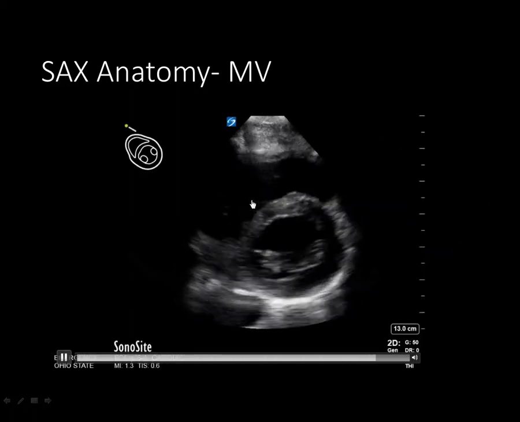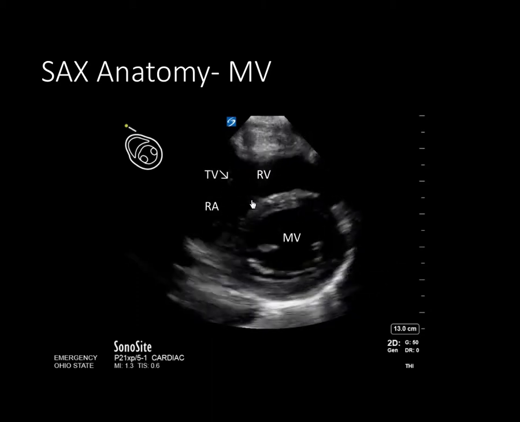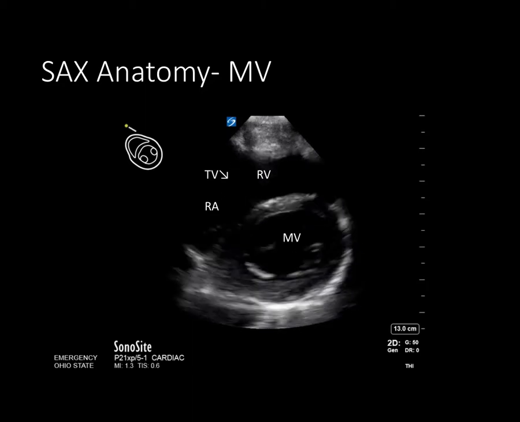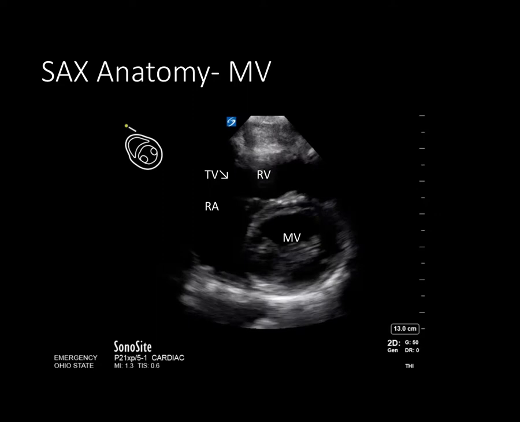As we fan down, the mitral valve will come into view. The mitral valve appears like a fish mouth. Again, the right ventricle crescentric and in the near field, with the right atria and tricuspid valve leading into it.